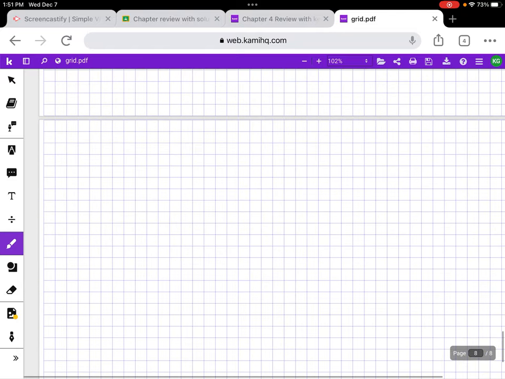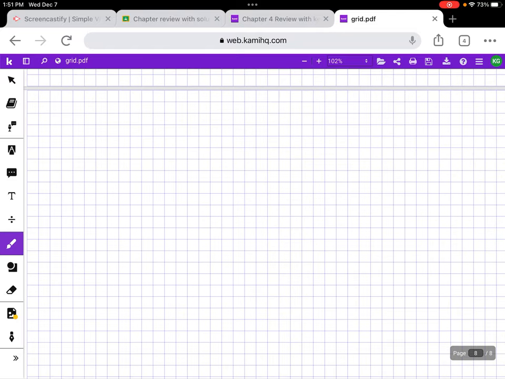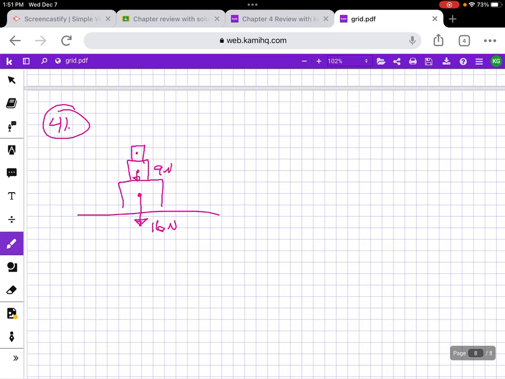Alright, so that was 40. Jumping into 41. I'm going to try to move quicker. Oh, a 3-tiered birthday cake. Good, this one's easy to move quicker. It rests on a table, and from bottom to top these are the weights: 16 newtons, 9 newtons, and 5 newtons.